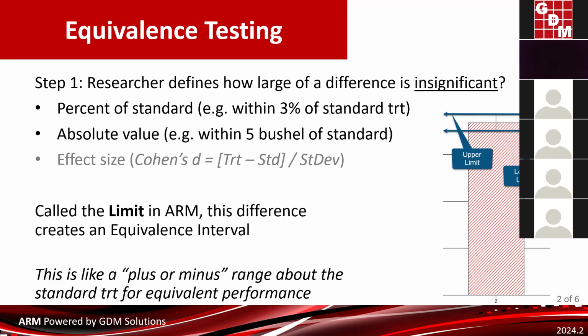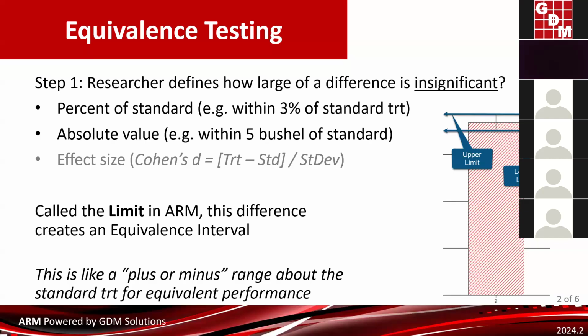So there's two steps to setting up the equivalence test. The first one is to decide what size of a difference between those two products we're going to compare. What size of difference is really insignificant? And so this really does fall on the research side of the fence as far as what in real life is the size that does not matter. And there's a couple of ways to express that. You could do a percent of the standard.